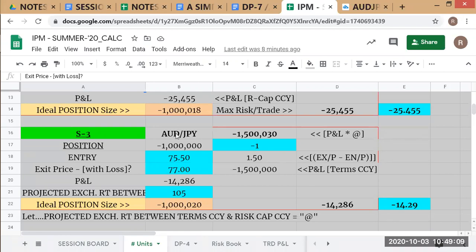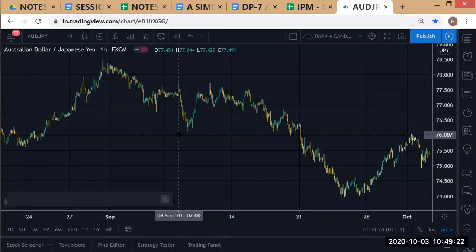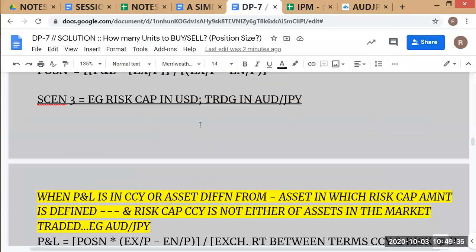So this is Aussie yen. In this case, Gagan, what is my terms currency when I'm trading Aussie yen? What is my terms currency? Gagan is sleeping, so we don't have much time, I'll just tell you the answer. The rule is that in foreign exchange, we write the base currency first and the terms currency later. So in this case, the terms currency must be Japanese yen.